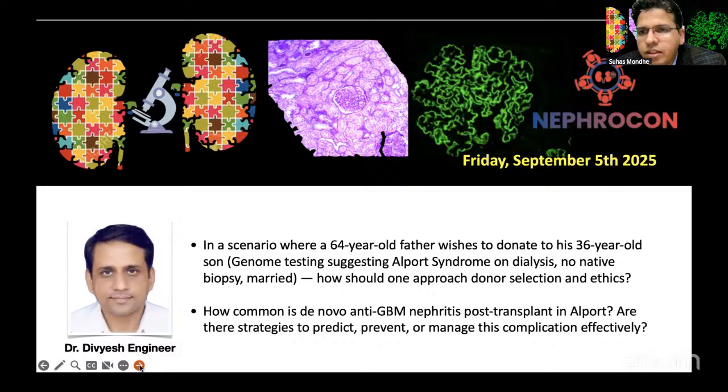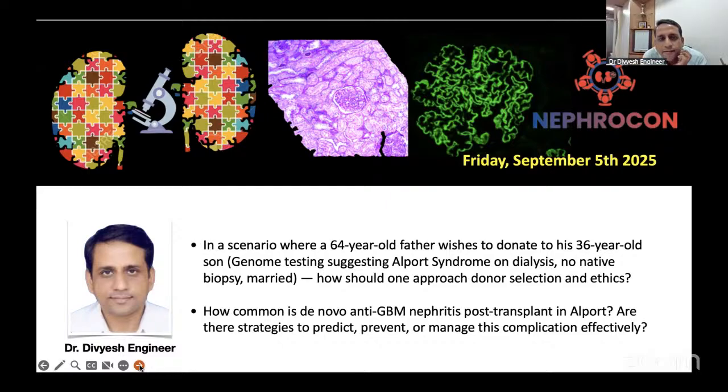When I was doing my nephrology, we always used to know that anti-GBM nephritis is common post transplant. How valid is this? Is it very common that we see after the transplant, and is there anything that we can predict or prevent? And if it is present, can we manage it?